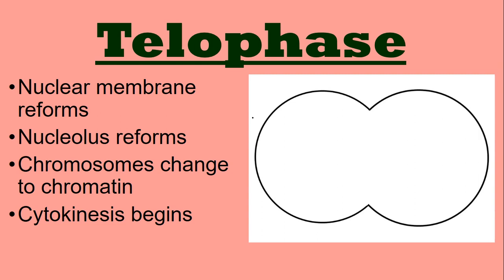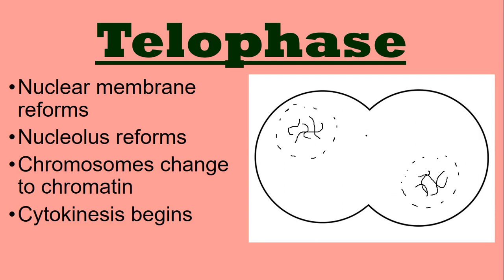All right, after anaphase comes telophase. If you can see, we're starting to see the two new cells. Not all the way yet. In telophase, the nuclear membrane reforms. The nucleolus reforms. The chromosomes change to chromatin, and we're about to have cytokinesis form. So the nuclear membrane in both of the new cells reforms. And remember, it says chromosomes change to chromatin, so it's going to be stringy. And this would be telophase.